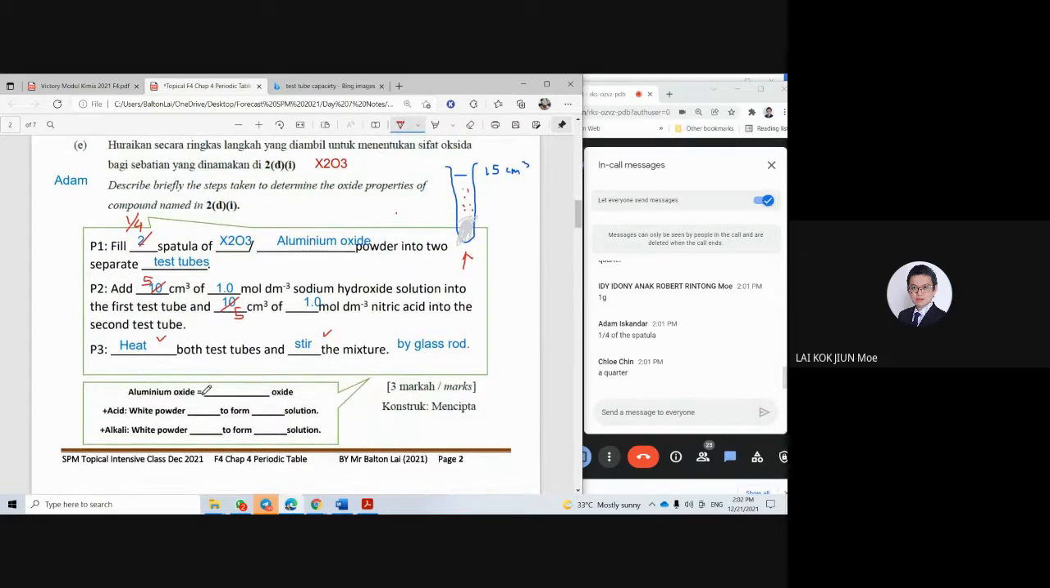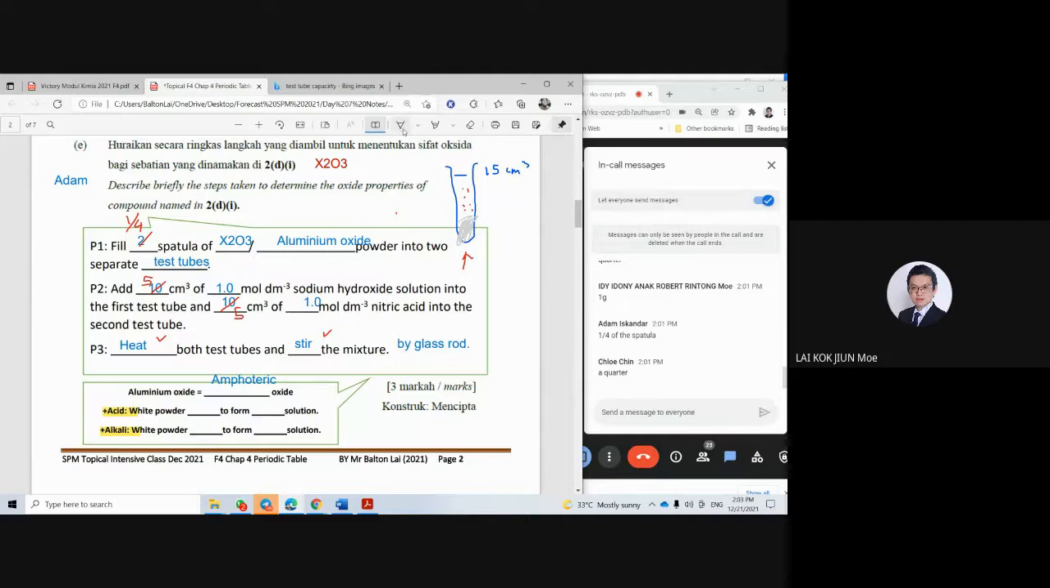So here, aluminum oxide is what kind of oxide? That's how we say it. It can react with both acid and alkali. So the white powder will form what solution? This is amphoteric. You must remember the keyword amphoteric. So the white powder will become what? When you put the powder inside the acid, it will form what color solution?